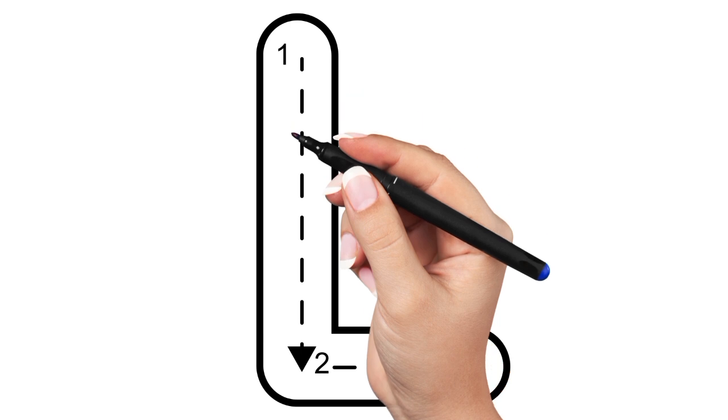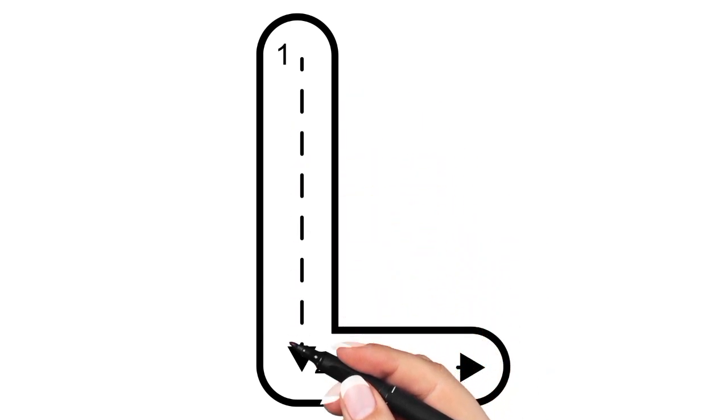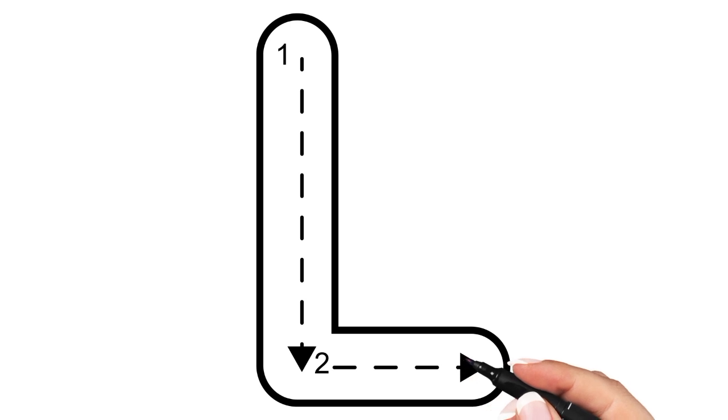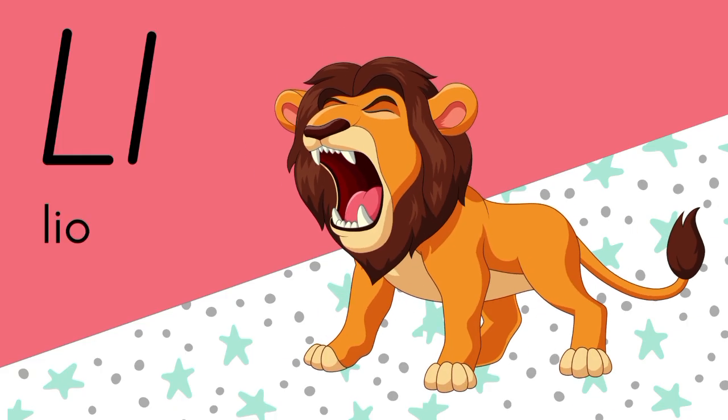1. First draw a straight line downwards. 2. Now draw a straight line in the bottom of L. It's L, and L is for lion.